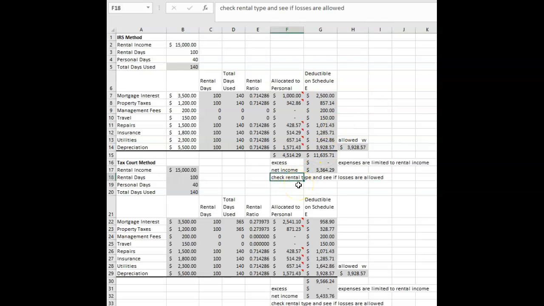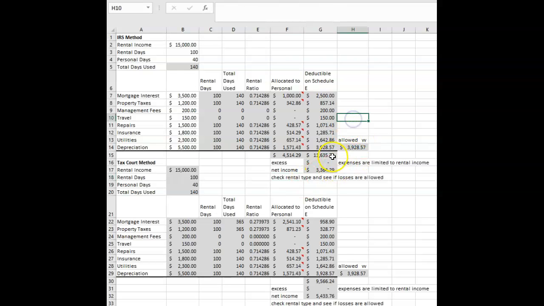So this note right here, check rental type to see if losses are allowed. That's just a reminder for myself to check and see, is this a primary personal, a primarily rental, or a personal and rental? Because depending on the type of rental it is, you may or may not be able to deduct expenses. For example, if it's primarily personal, meaning you rented it for less than 15 days, you're not even going to need to use this calculator because you're not going to claim any income or expenses. Then again, if it's primarily rental, you might be able to deduct losses. But if it's personal and rental, your losses are only deductible up to the extent that there is rental income.